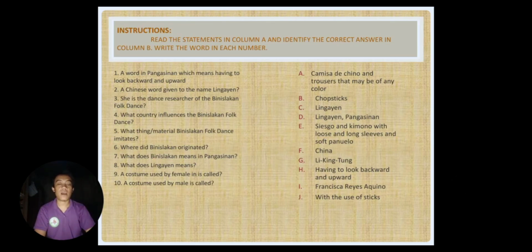Number 1, on the instructions first. So read the statements in column A and identify the correct answer in column B. So write the word in each number. So I will give you 10 minutes to read and answer the questions, and after which we will be going to check your papers and let us know whether you have learned something about what we have been discussing and tackling about the Binislakan folk dance.